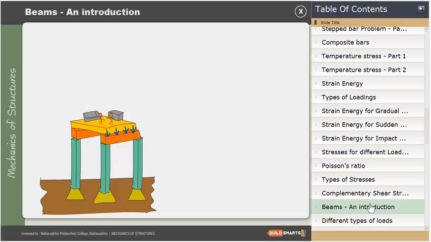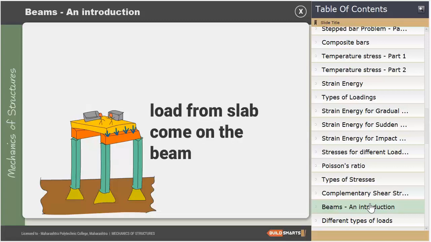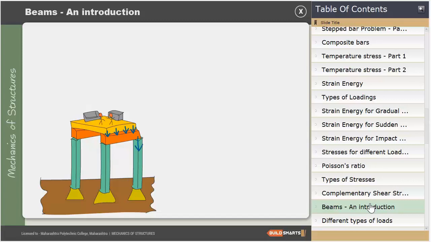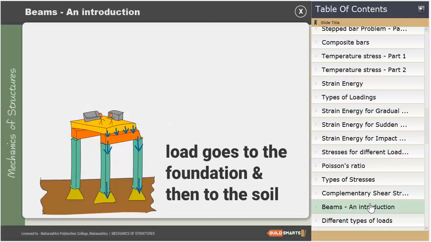As seen here, the loads from the slab come over the beam. From the beam, the loads pass through the columns. And from the columns, the load goes into the foundation and then to the soil.